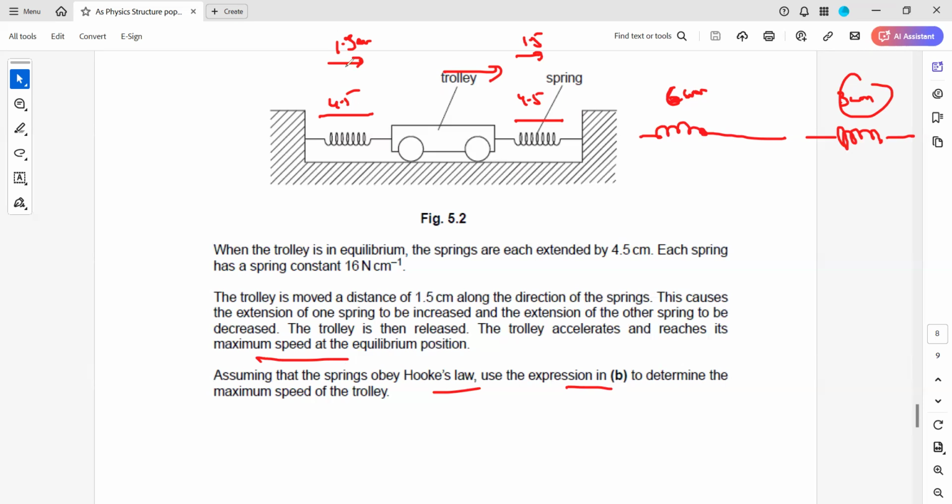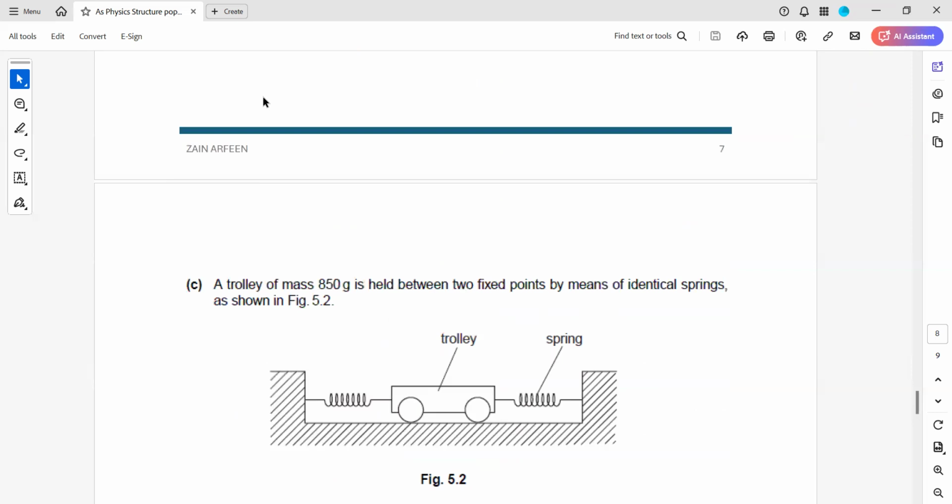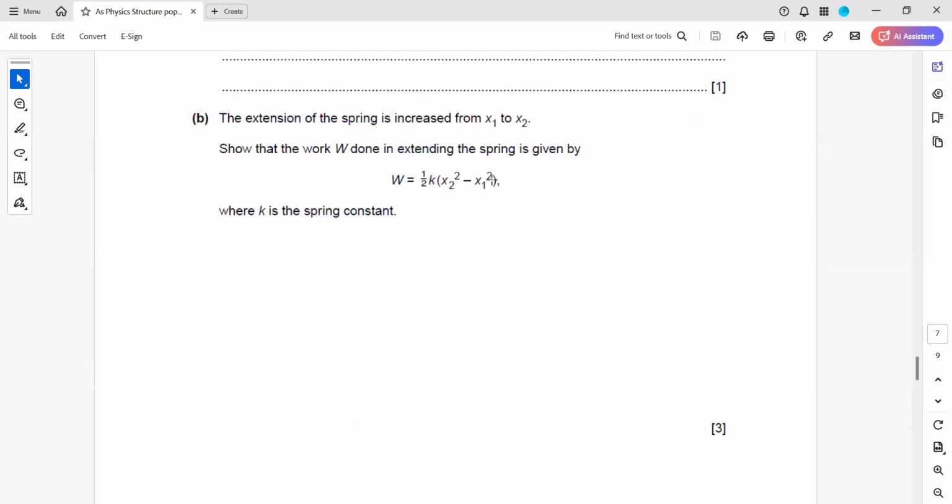So, as you can see here, the expression in B is the work done on the springs, the system. Not only one spring, this is the total work done on the spring system. So what is the extension of one and the extension of the other, using this same formula? One is increased by 1.5 centimeter, another one is decreased by 1.5 centimeter.